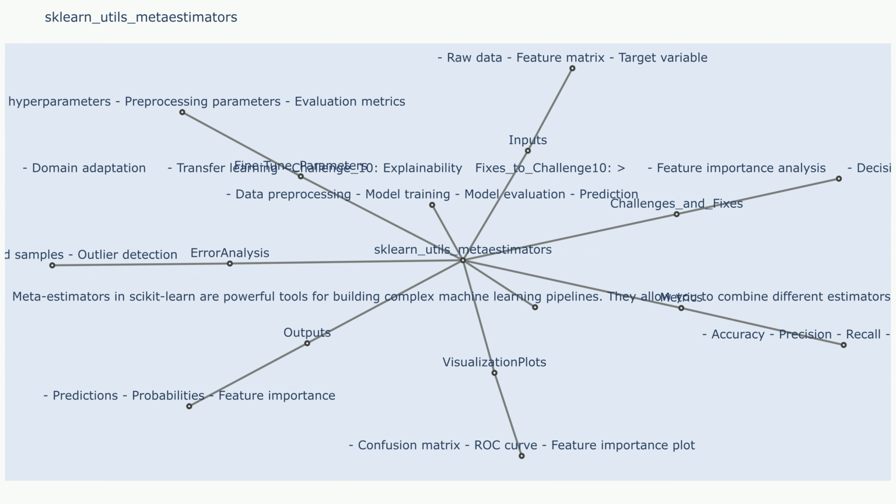Challenge 4: interpretability. Meta-estimators can be difficult to interpret, especially if they involve multiple layers of estimators. Sample use case that resulted in challenge 4: using a deep learning meta-estimator with a complex architecture. Fixes to challenge 4. Feature importance analysis: analyze the importance of features to understand the model's decision-making process. Visualization techniques: utilize visualization tools to visualize the model's behavior and decision boundaries.